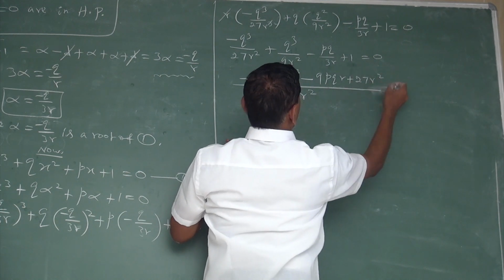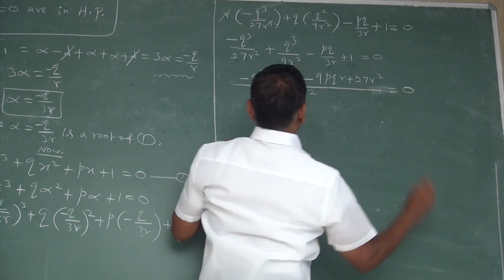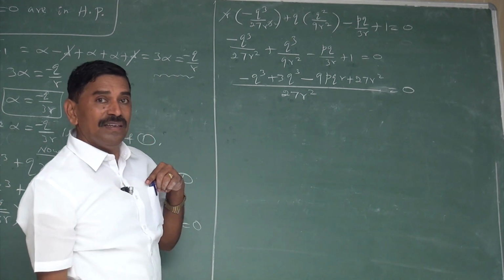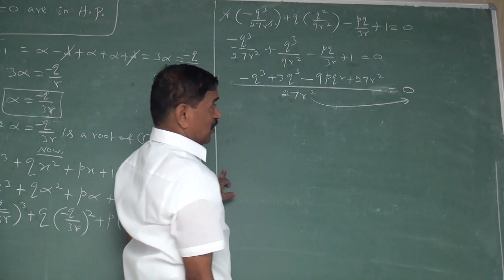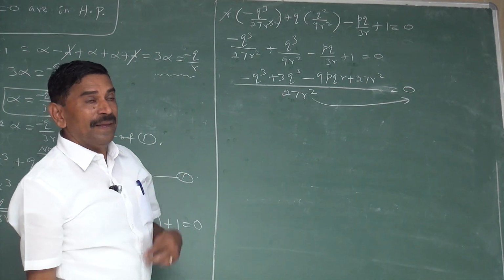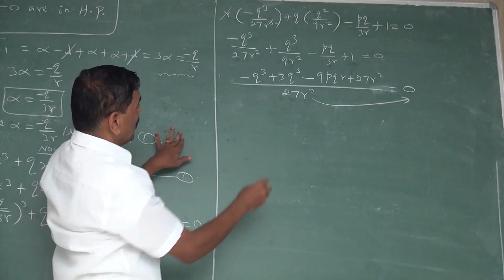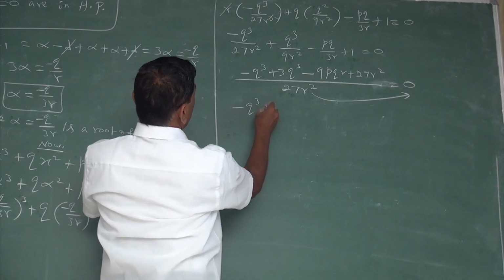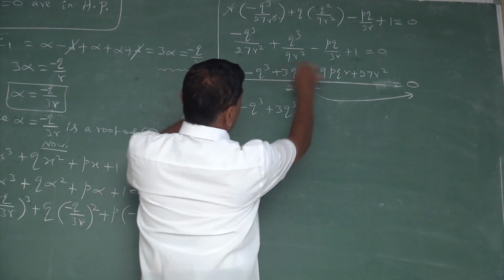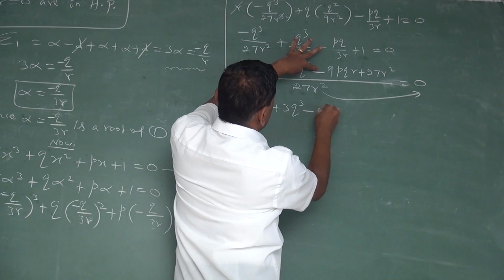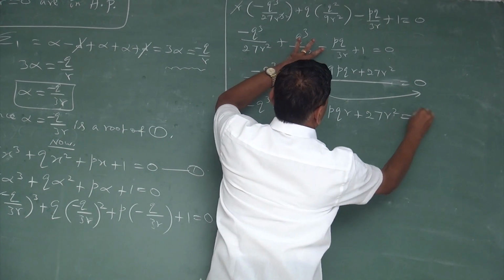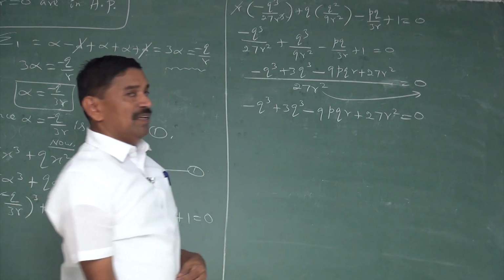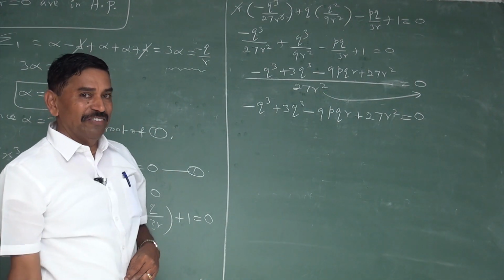Last one, 1 into 27r square equals 27r square, which is equal to 0. Next, good. Denominator going to multiply, so that is why 0. Yes, your technique is correct. Next step, numerator equal to 0. That is minus q cube plus 3q cube, write the numerator as it is, minus 9pqr plus 27r square, which is equal to 0.